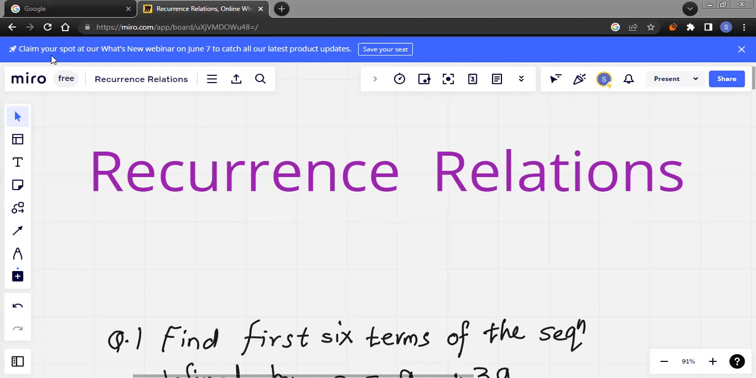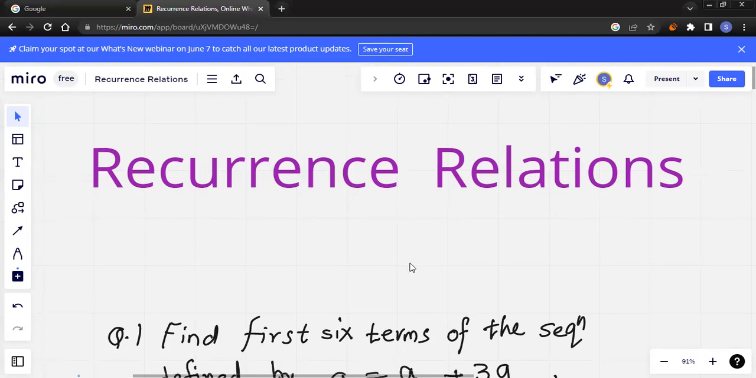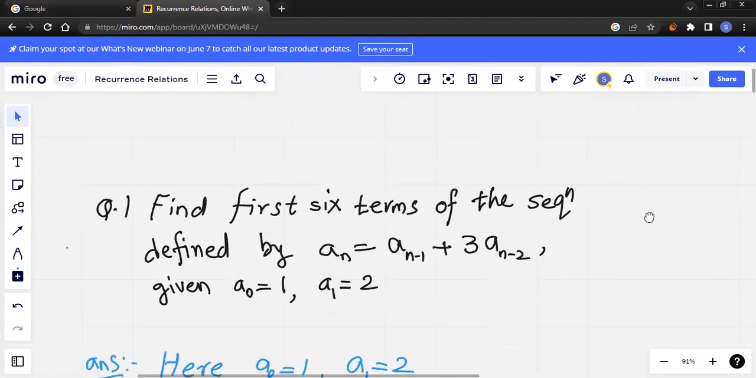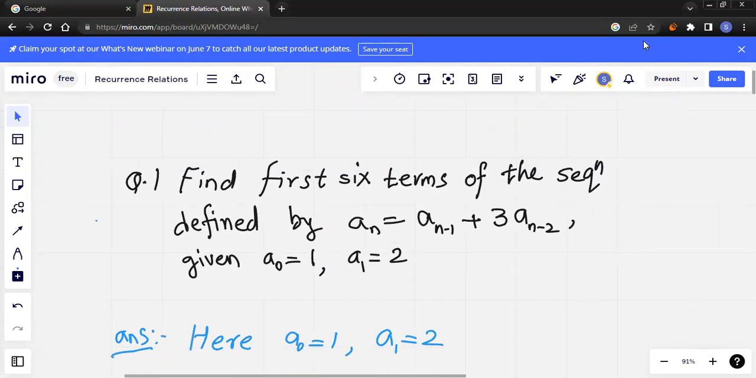Hello guys, let us now see a few questions based on recurrence relations. Our first question says: find the first 6 terms of the sequence defined by a_n equal to a_(n-1) plus thrice a_(n-2), with the initial conditions a_0 equal to 1 and a_1 equal to 2.